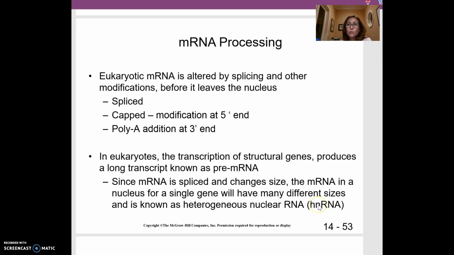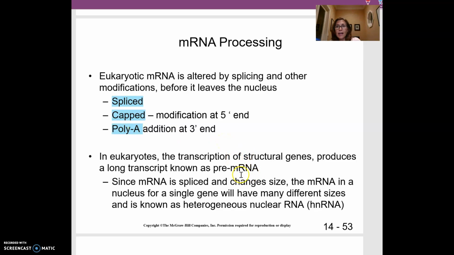Okay, I wanted to deal with messenger RNA kind of on its own because this is most of what we talk about when we talk about RNA processing. So messenger RNA, after it's produced, before it can leave the nucleus, has to be spliced, capped, okay, and this is a methyl group and some other goodies added to the 5' end of the messenger RNA, and then the addition of a poly A tail at the 3' end.